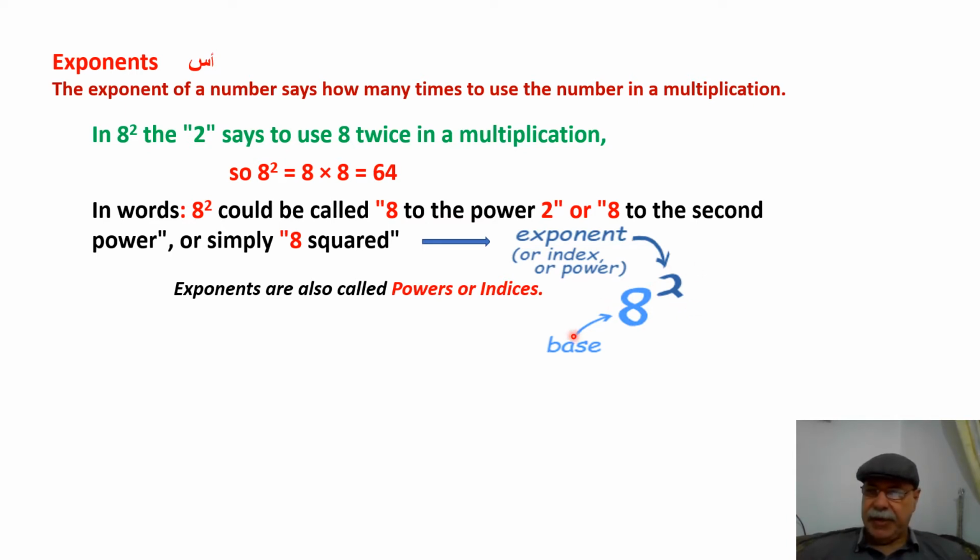We see here many names for that, but in mathematics it is better to say 8 square, or 8 to the power 2. This is the mathematical language.